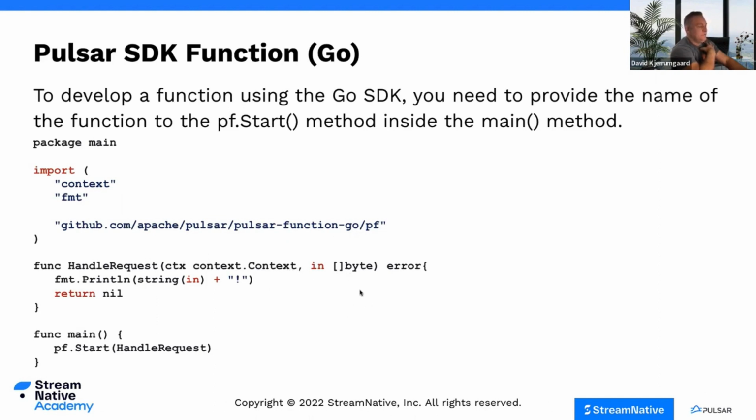In this case, we just did a byte array, showing that you can throw an exception by saying there's an error. Then you do some processing on it, and that's it. And then you wrap it in a main function and say start handle request, and that's it. It starts a function. It registers, creates the producers and consumers, and just executes this code every time a new message comes in. So this is basically how you do a Pulsar function SDK in Go.